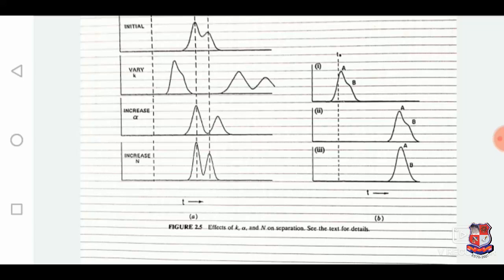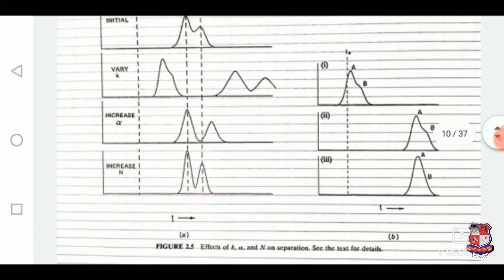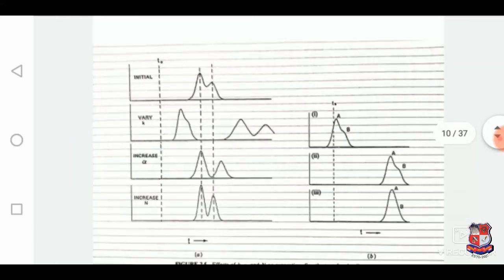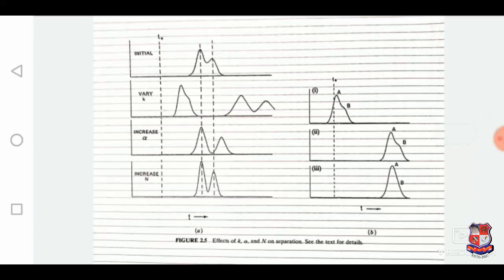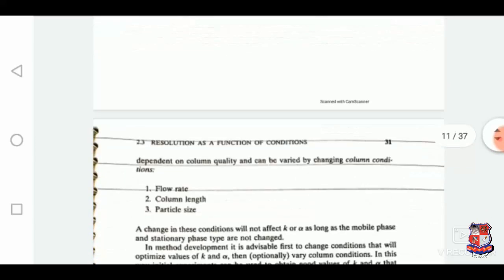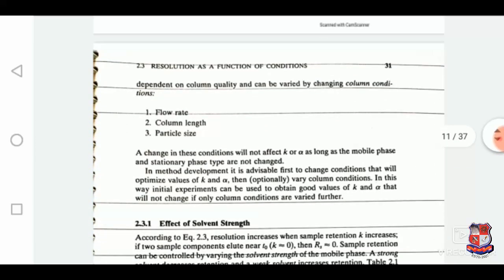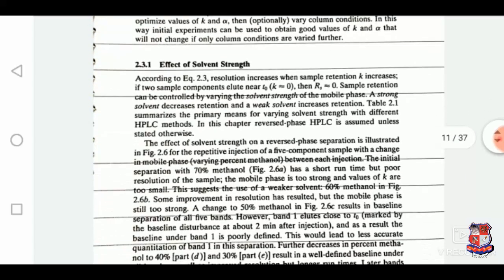Effects of k, alpha, and N on separation. These three, selectivity, efficiency, and retention, affect the separation. So these three conditions, flow rate, column length, and particle size, influence the resolution. The effect of solvent strength is also there.